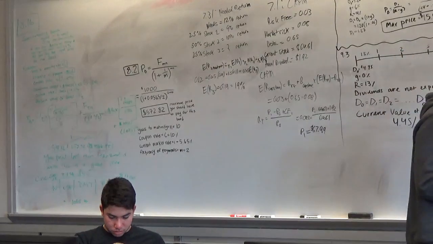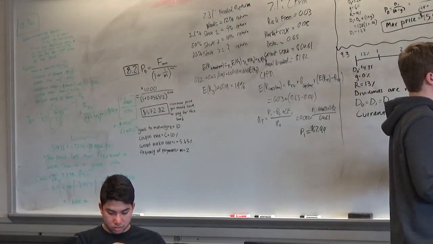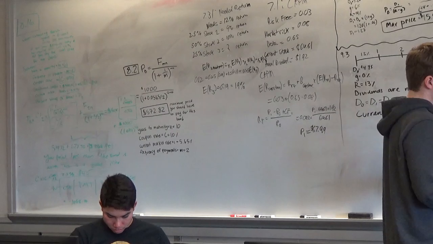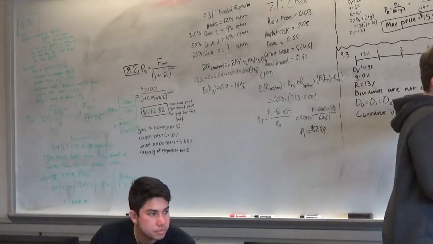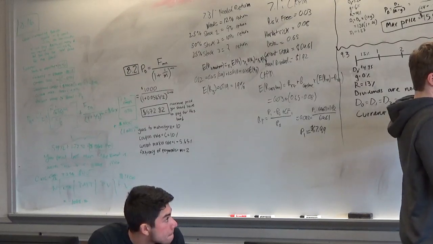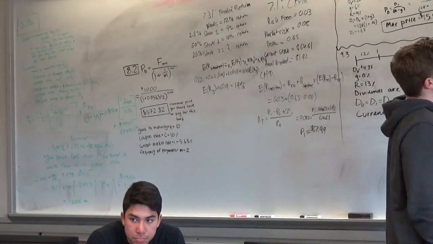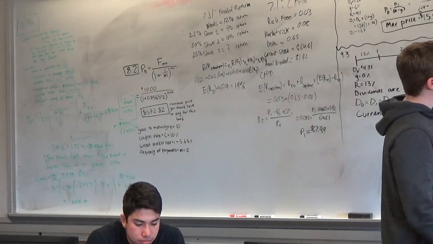Alright, so I did problem 8.1 and problem 8.2. In 8.1, it wants us to calculate the price of a 5-year bond that has a coupon of 6.5% that's paid annually, and the current market rate is 5.75%.